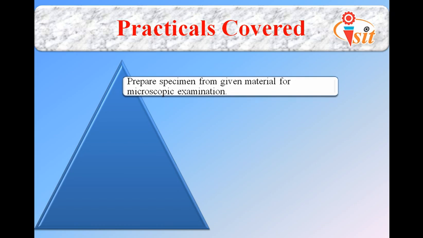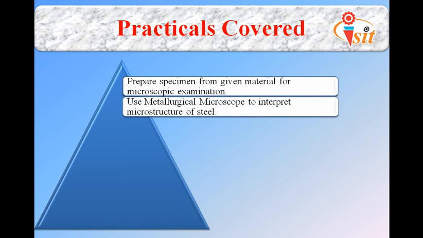Then the second practical is about using a metallurgical microscope to interpret the microstructure of steel. Every ferrous metal and every non-ferrous metal has a microstructure. It may contain ferrite, it may contain austenite, it may contain pearlite. To see that microstructure, we have an equipment called the metallurgical microscope, which is based on the reflected light phenomenon. Based on the reflected light phenomenon, that metallurgical microscope can be used to interpret the microstructure of steel.